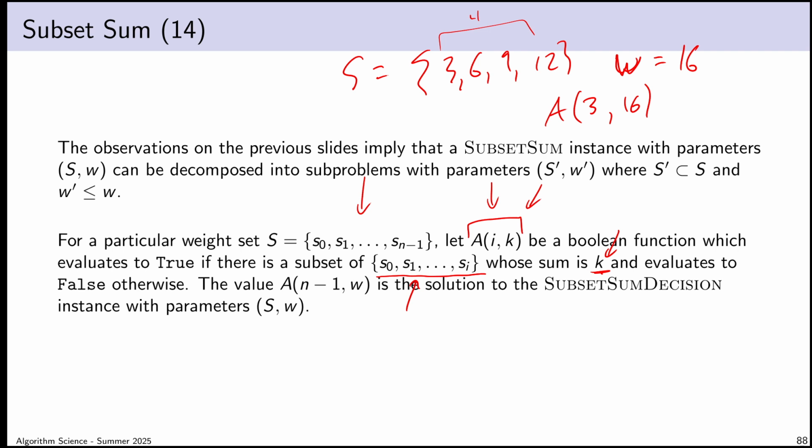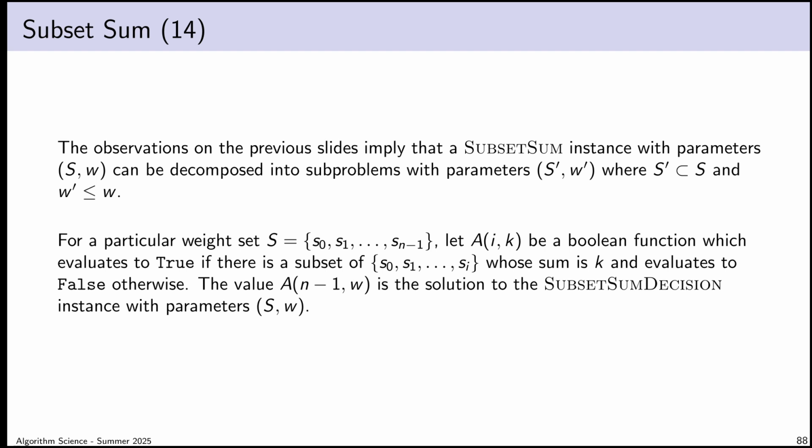I want to know whether there is a subset of these 4 weights, S0 through S3, that adds to 16. But I'm defining A for a variety of other cases as well. I could ask whether there's a subset of these 3 weights, so that's A2, that adds to 9, or adds to 27, or maybe not 27, but maybe 15 or something. So A(i,k) is true if there's a subset of this limited number of weights which adds to some value k.